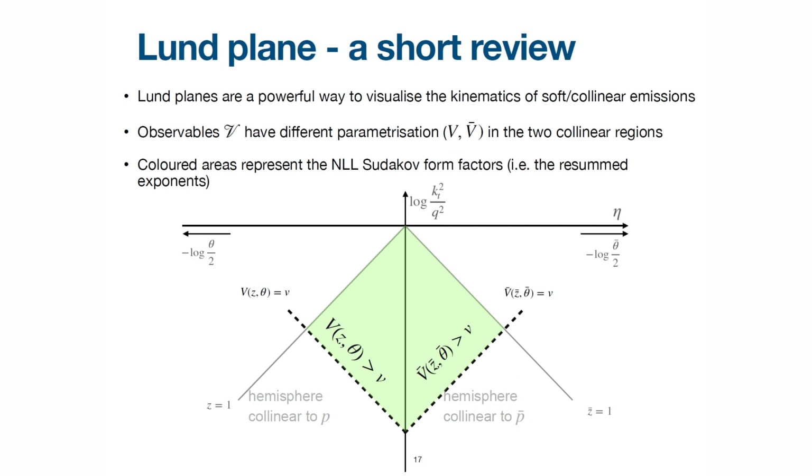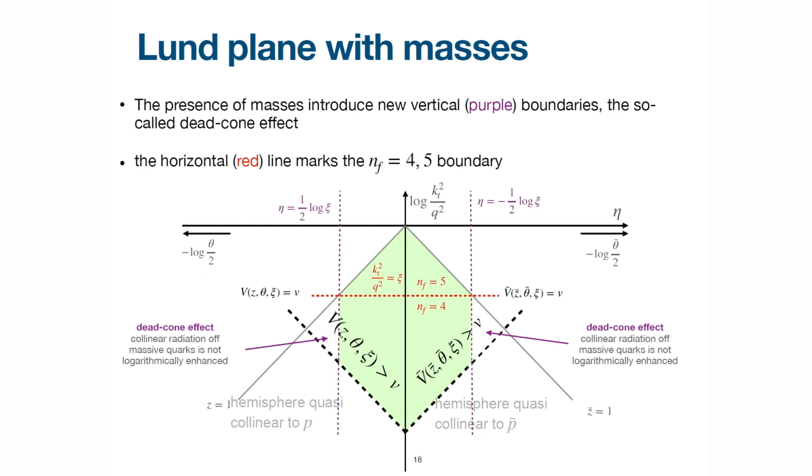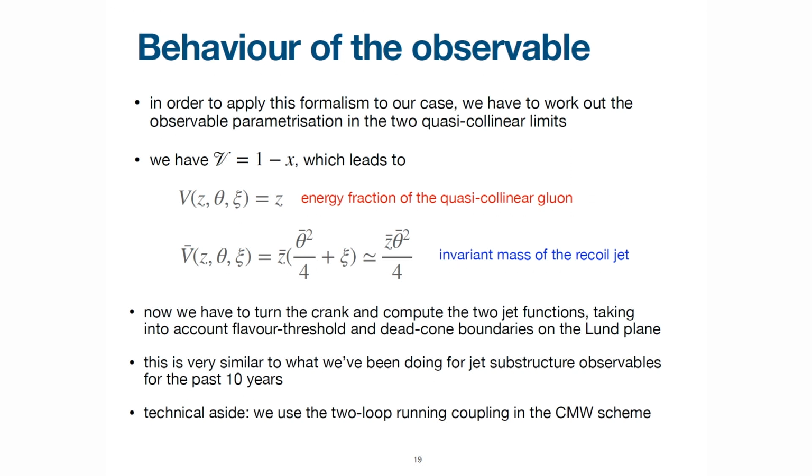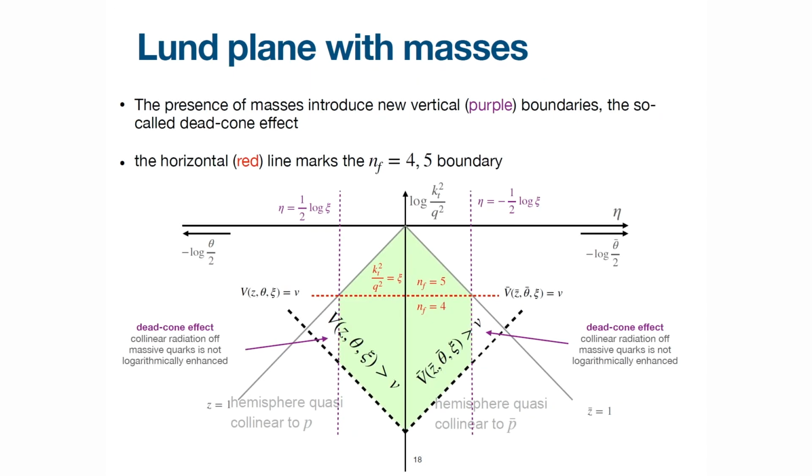So the pseudo-coefficient factor associated with the resummation is this green area. What happens if you add masses? This is all massless. Well, you have to take into account the fact that collinear emissions are suppressed. This is the dead cone effect. Emissions at angles smaller than some angle psi are suppressed, which means they don't exist anymore, and that's why this area is not colored anymore.